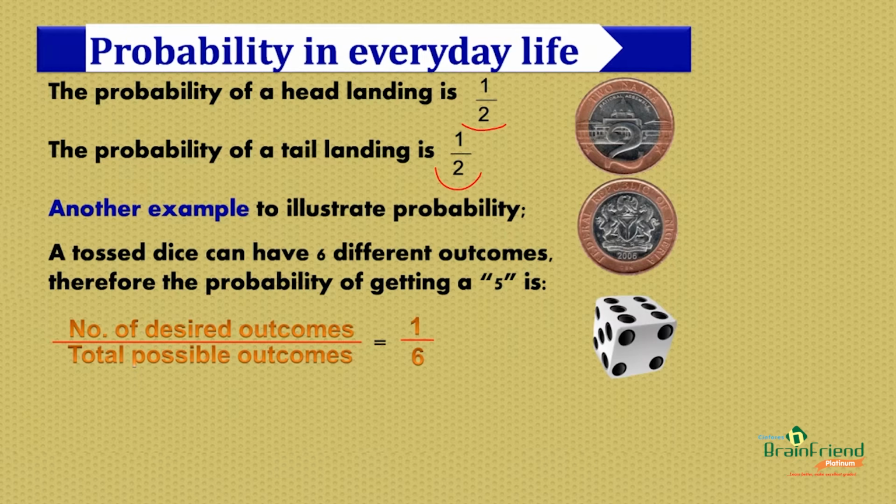Now let's look at another example to illustrate probability. I believe you know a dice. When we toss a dice, we can have 6 different outcomes. Therefore, the probability of getting a 5 is 1 over 6. So, this can be interpreted as 1 to mean the number of desired outcomes and then 6 as the total possible outcomes.